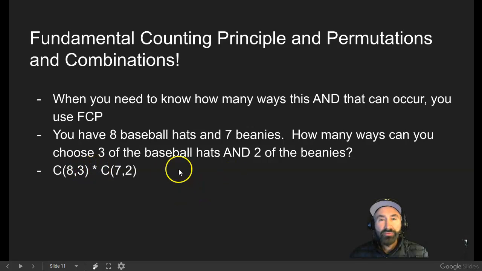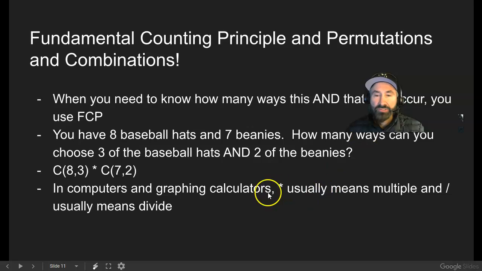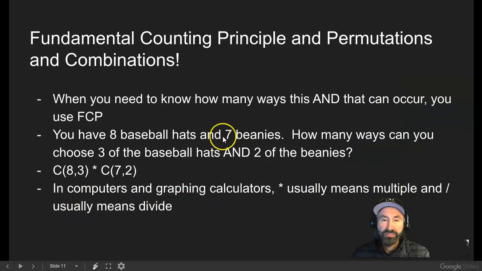And I'd like to point out that when we're using graphing calculators and even the computer to multiply, a lot of times we'll use an asterisk. In fact, I think I have a note here. In computers and graphing calculators, asterisk usually means multiply, and slash usually means divide. Okay, so just wanted to give you a heads up on that.